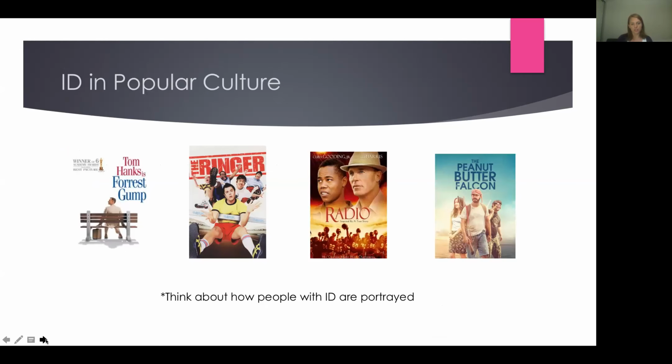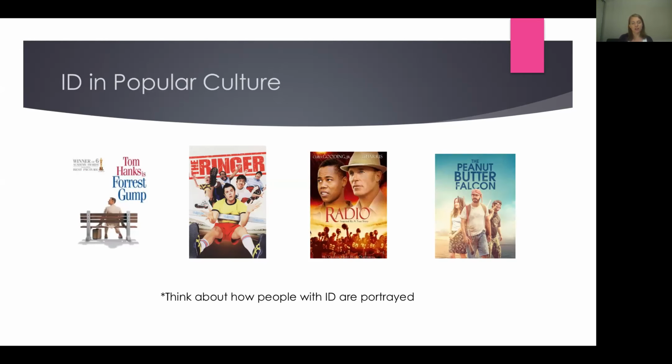So here are some examples of ID in popular culture. If you're not familiar with these, you could just take a quick look and see what they're about. If you've seen some of these, I want you to think about how people with ID are portrayed in them. And so Tom Hanks in Forrest Gump, that would be one of the older movies. This is a newer movie, Peanut Butter Falcon.